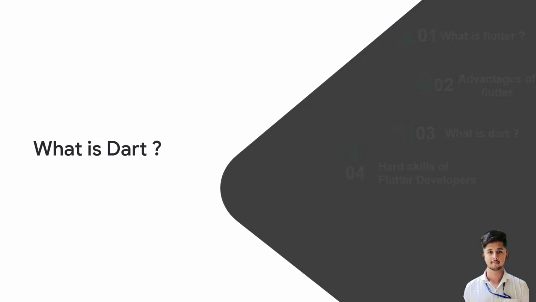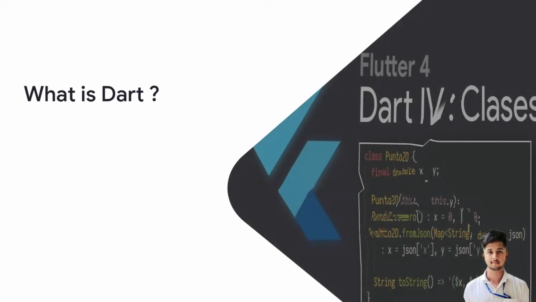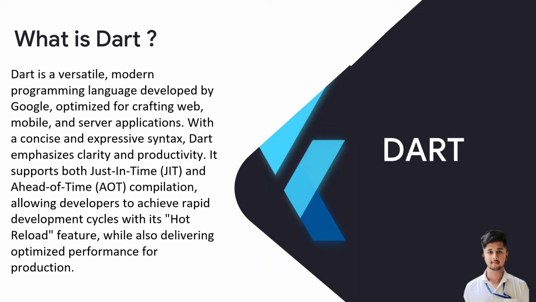So what is the Dart language? Flutter uses the Dart language, which is modern and easy to learn, and comes with features like strong typing and asynchronous programming that emphasize clarity and productivity. It supports both just-in-time (JIT) compilation, you know about the JIT compiler, and ahead-of-time (AOT) compilation, allowing developers to achieve a rapid development cycle with the hot reload feature. You know what the hot reload feature is? This is the most important feature in Flutter development.